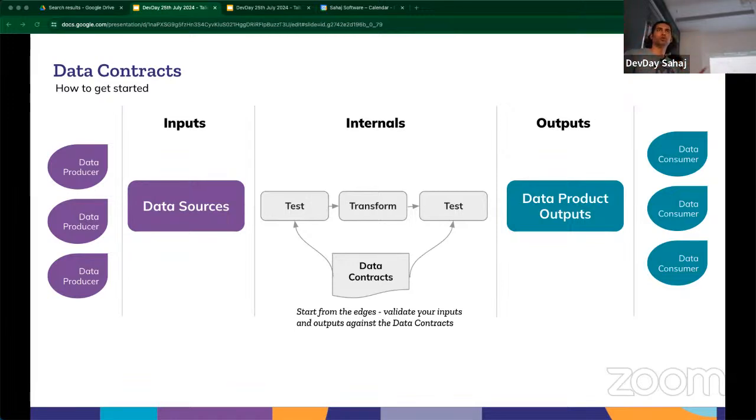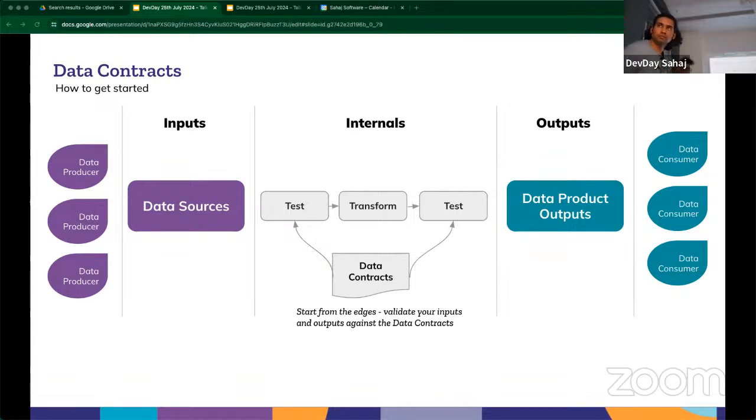But before you do that, ideally, like how you test your software, you need to test that the outputs are actually meeting your expectations. Similarly, you can use the contracts that you established with your users, your consumers, to check that they are being met. If they are not, then maybe don't refresh your table, because you'll be providing them bad data. So test your outputs and your inputs as well. Start from the outside and then build yourself in.